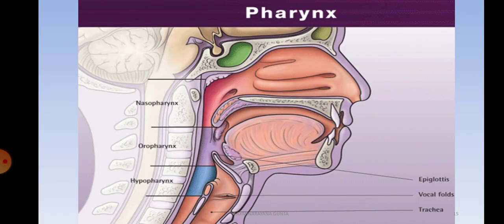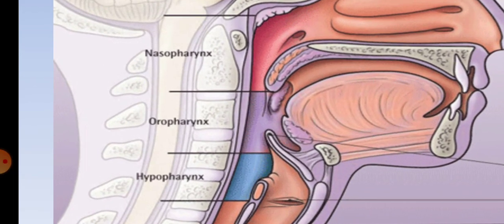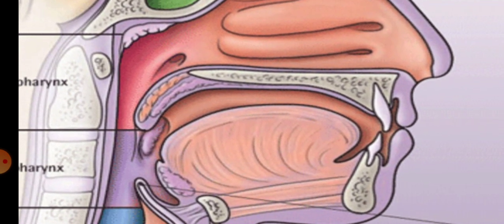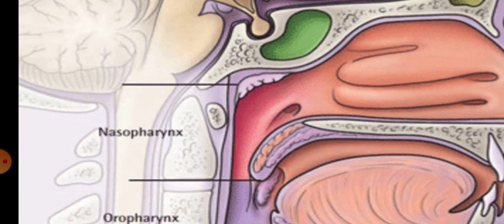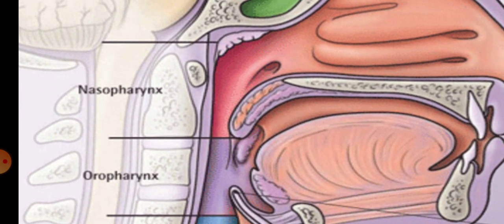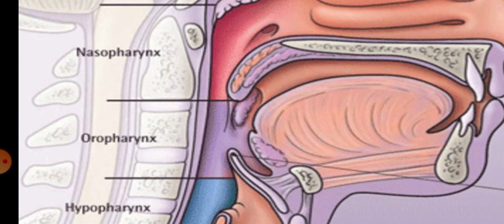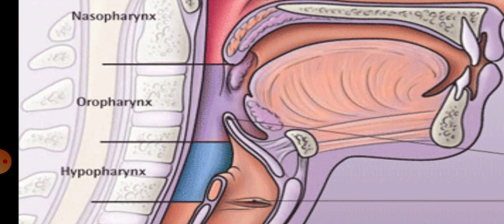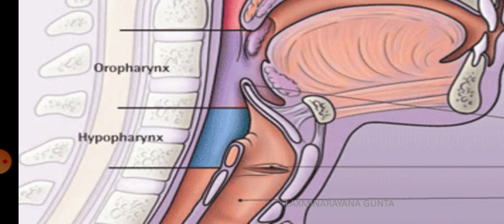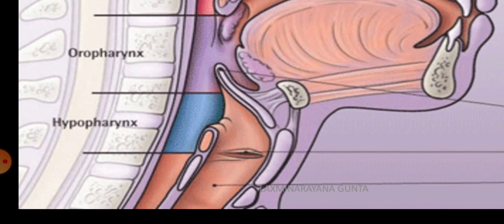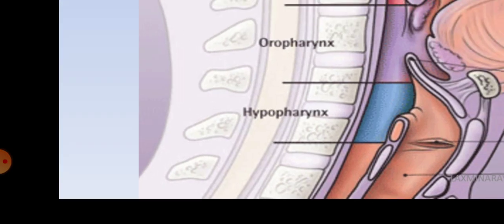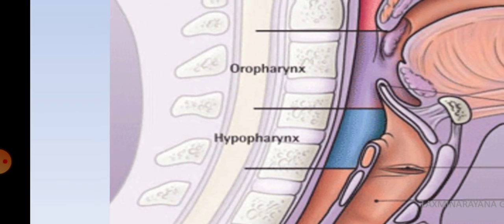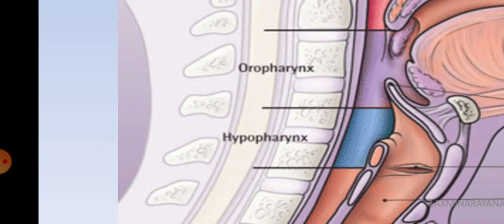Coming to the pharynx. The pharynx is a common passage for both the oral cavity and nasal cavity. It is divided into three regions: the nasopharynx, the oropharynx, and the laryngopharynx. This laryngopharynx is also sometimes called the hypopharynx. The region that opens into the windpipe, into the larynx region, is called the laryngopharynx.